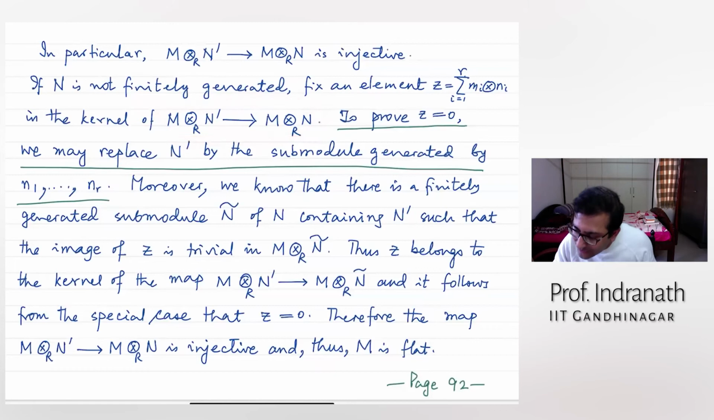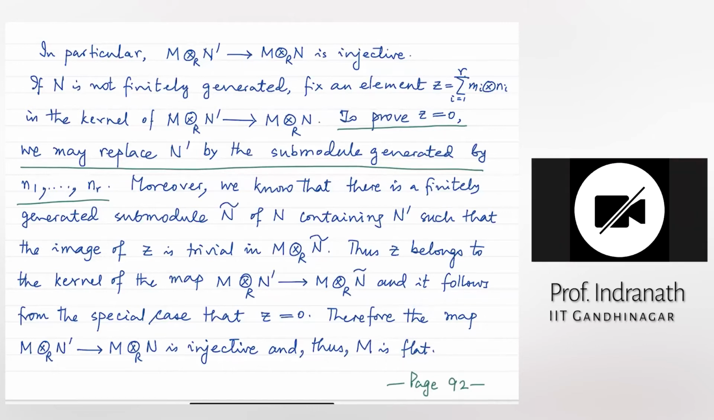Now we may replace N' by the submodule generated by n1, n2, nr. Can somebody tell me what is the reason that I can replace N' by the submodule generated by this? Have we already discussed anything of this sort before? These are the only things occurring in the expression of z. We want to prove z equals 0, so the n_i are the only things which are occurring in the expression of z.